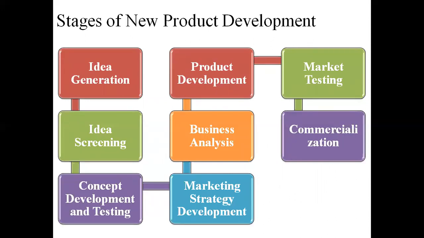Again, I am saying few books will give you only 5 stages. Don't worry, a few stages they have eliminated or covered under another heading. They might have merged two topics into one. Both are correct. So here first is idea generation, idea screening, then concept development and testing, marketing strategy, business analysis, product development, market testing, and commercialization.